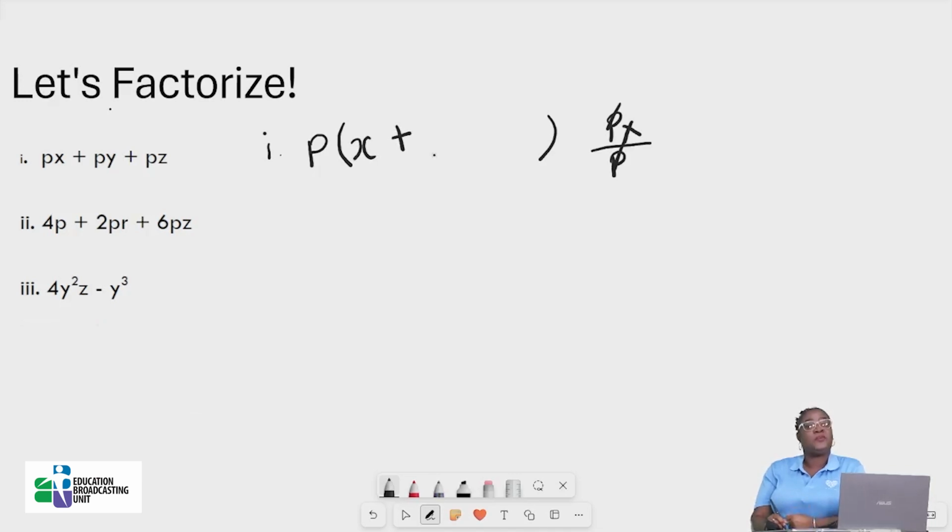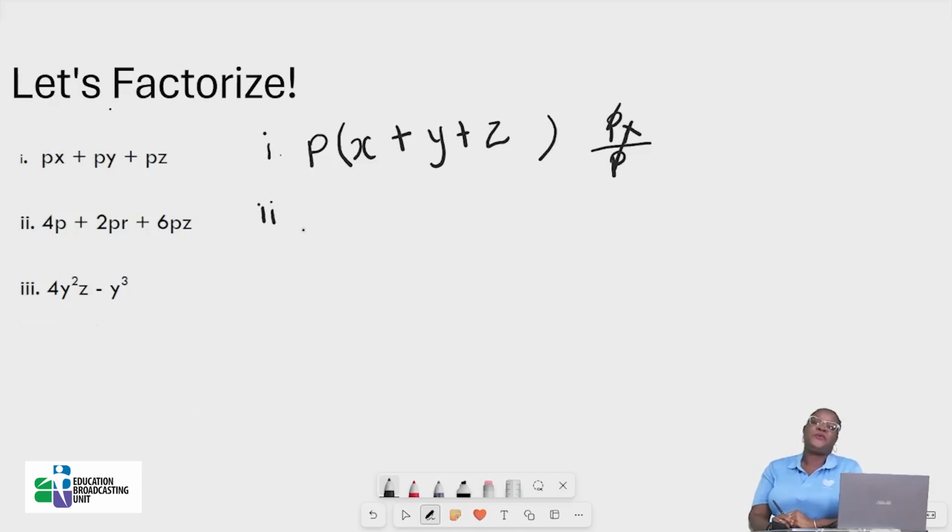And we can do the same for pz and py. So that will leave us with a y and a z. When we multiply all that's inside the bracket by what's outside, we will get px plus py plus pz. Factorization, we did our first one. Let's try number 2.